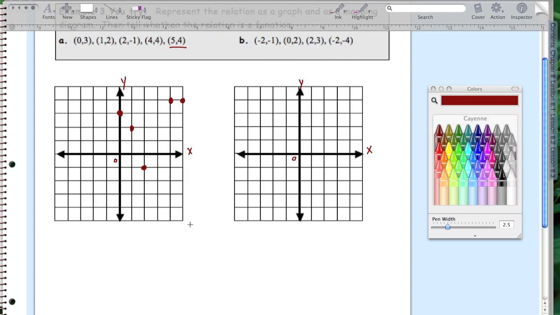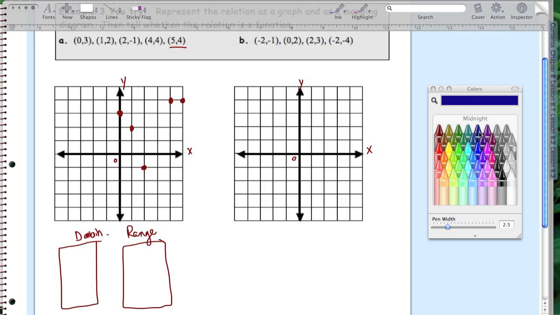Okay, and then we have to make a mapping diagram. So we have to make two rectangles. Ooh, a little sloppy there. First one's our domain. You can abbreviate it with a D. The second one's our range. Abbreviate it with an R if you'd like. And we need to fill in our domain and range.